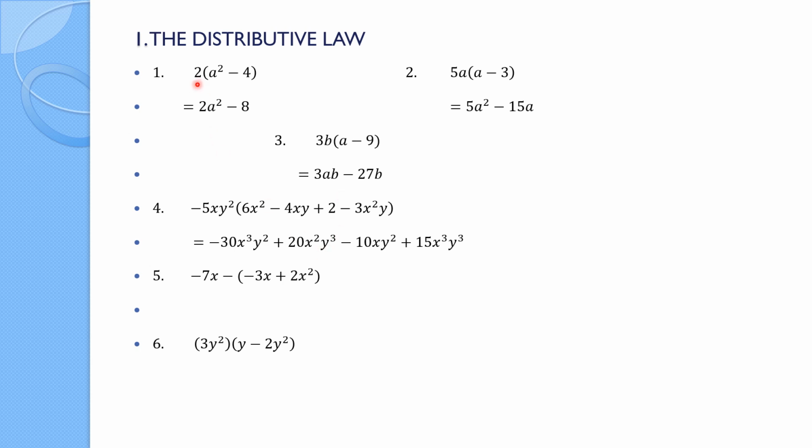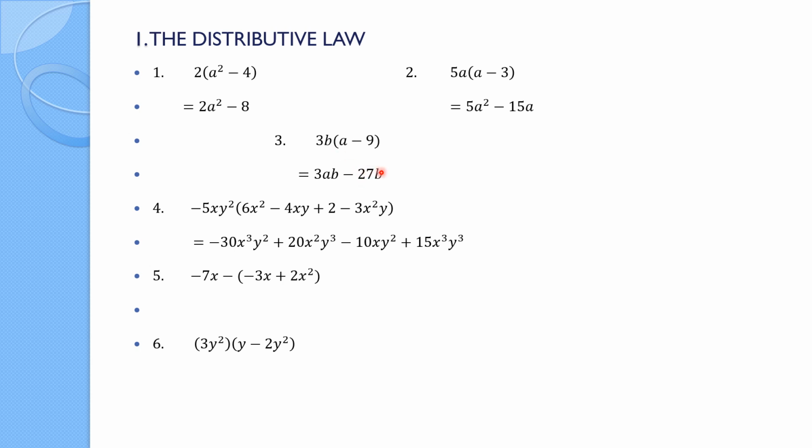Right, so if we start with distributive law, 2 times a squared gives me 2a squared. 2 times negative 4 gives me negative 8, and we're done. 1 mark for each one correctly multiplied. Go to number 2, 5a times a would give me 5a squared. Remember, a times a becomes a squared. 5a times negative 3 gives me negative 15a. 3b times a gives me 3ba or 3ab. 3 times negative 9 would give me negative 27, and b stays behind.